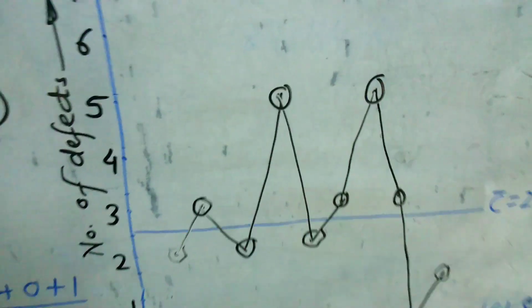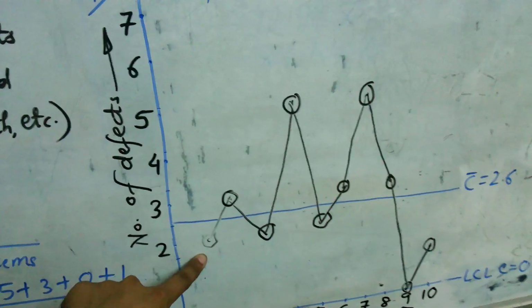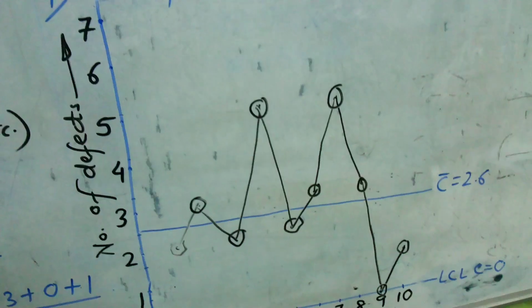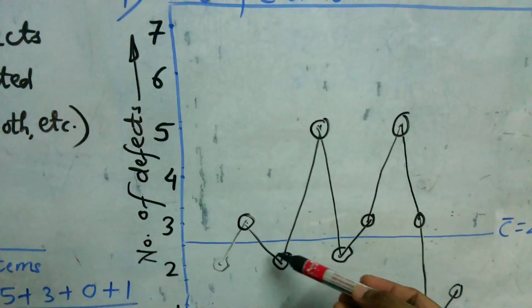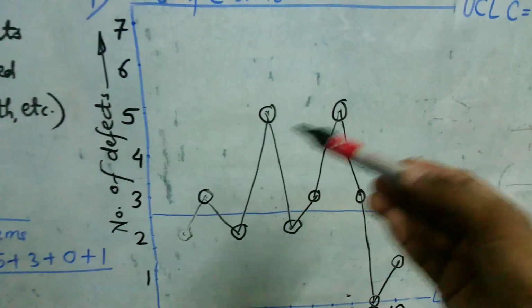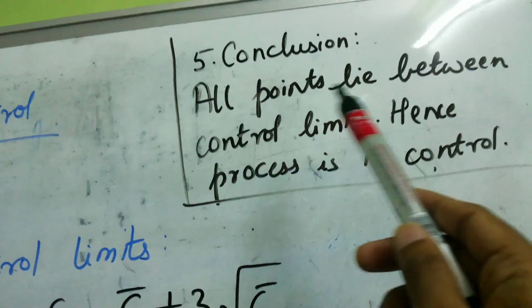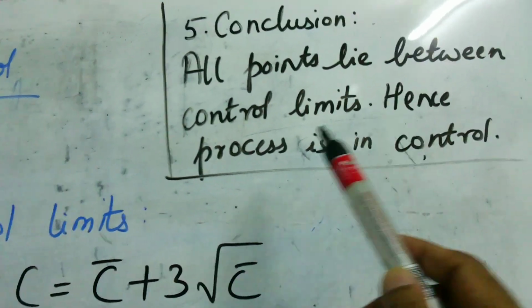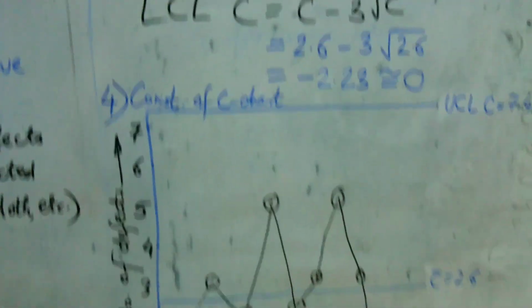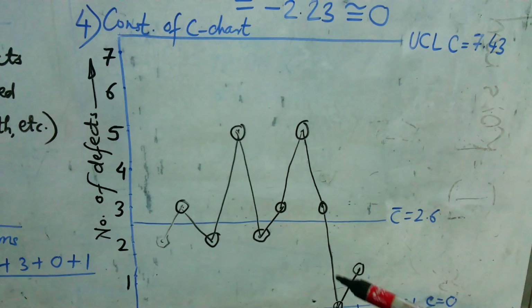Now we have plotted all the points. This is the number of defects in assembly number 1, then 1, 2, 3, 4, 5, 6, 7, 8, 9, 10, so all the numbers of defects have been plotted. Finally, we need to conclude. The conclusion is that all the points lie between the control limits, hence the process is in control.